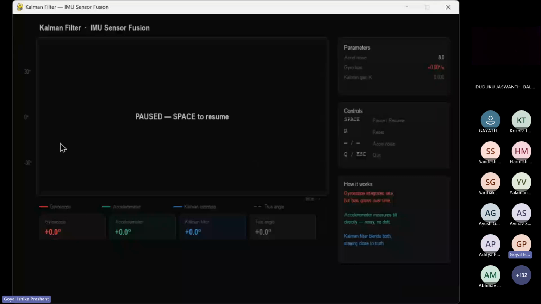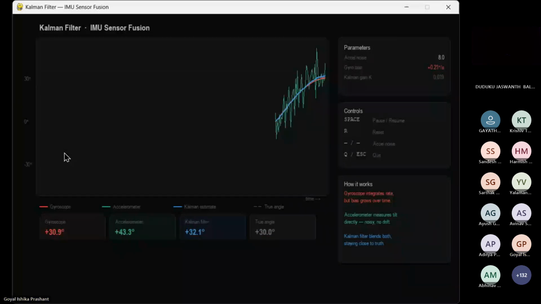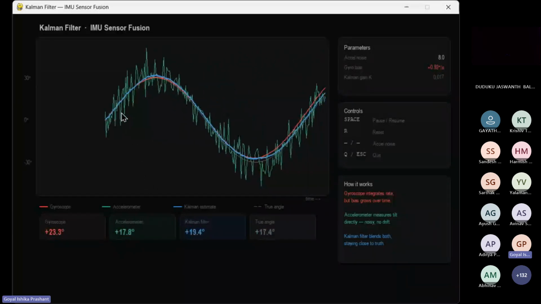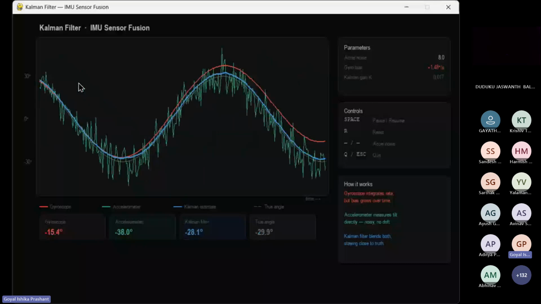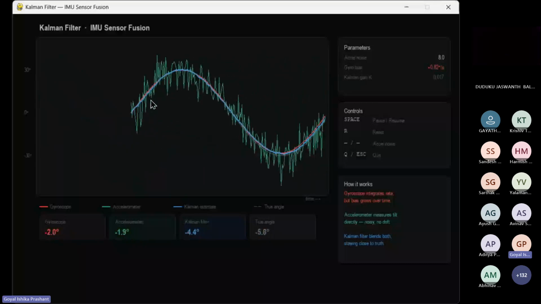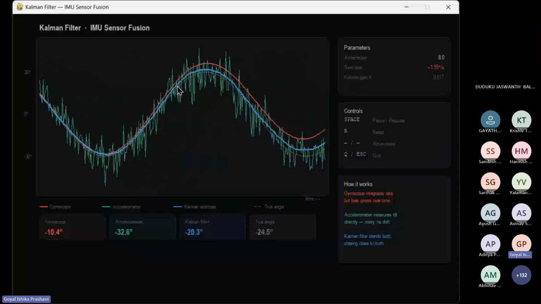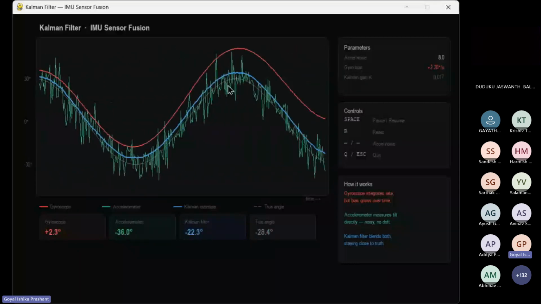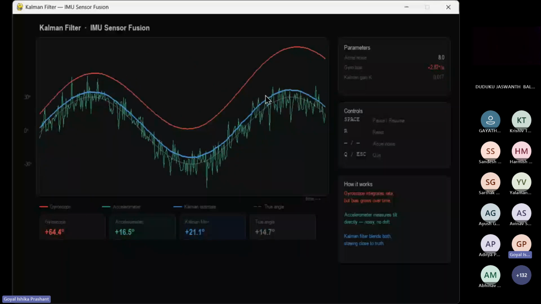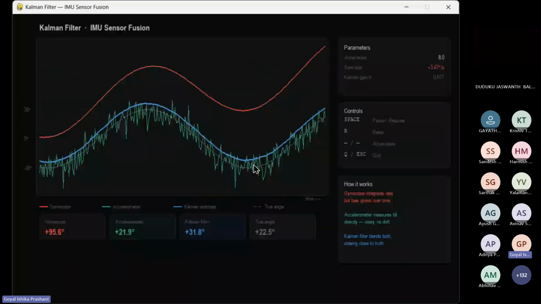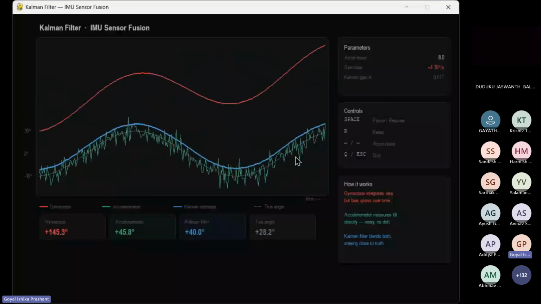Okay, so let me first explain what we're looking at. The red line represents the gyroscope, green represents the accelerometer reading, and blue represents the Kalman filter. What we're doing here is trying to measure the angle that the wheel has rotated by. As we can see, initially the red and the blue were really close together. This means that the gyroscope started with accurate readings. But over time, since the errors started accumulating, it caused drift. So it's moving farther and farther away from the actual position. This faint white line that you can see here represents the true angle.